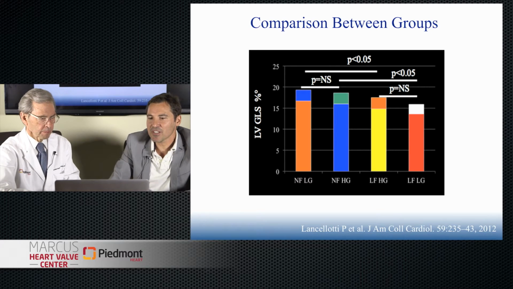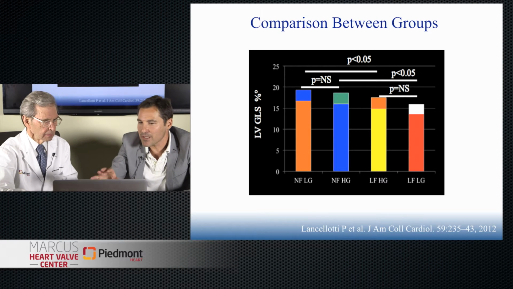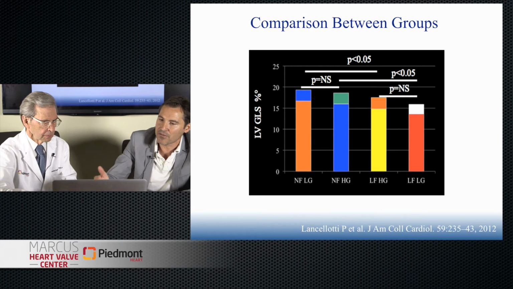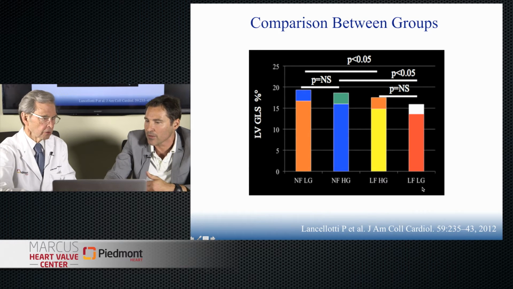And again, the longitudinal strain is a surrogate, but there may be a lot more information in this, so that's great. So this was one study that we published in JACC showing the difference according to different categories of aortic stenosis. And we defined this according to flow and gradient: normal flow, low gradient; normal flow, high gradient; low flow, high gradient; and low flow, low gradient.